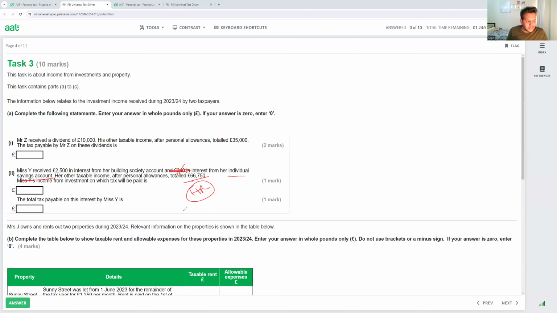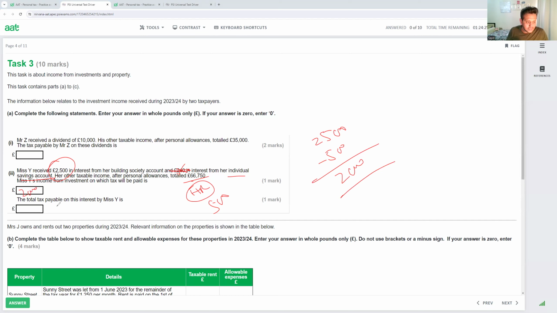Mrs. Y's income from the investment on which tax will be paid. So on which amount does the tax need to be paid? Remember that the question didn't ask how much tax she needs to pay. The question asked on which amount the tax needs to be calculated. So only on this amount, 2,500, but out of the 2,500, she is a higher rate taxpayer, so 500 will be the allowance. So only on the 2,000 she needs to calculate the tax.